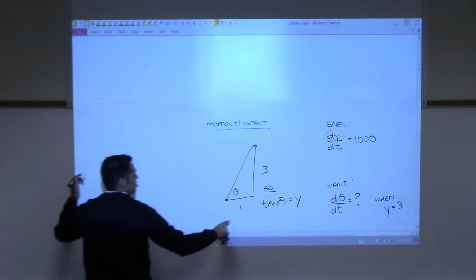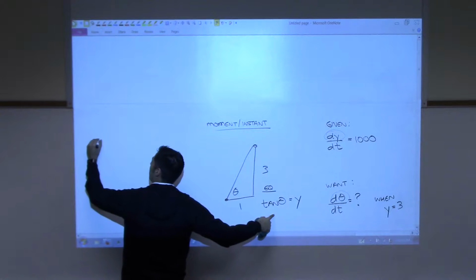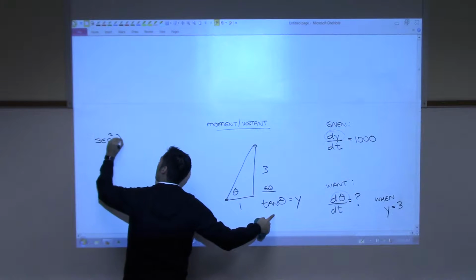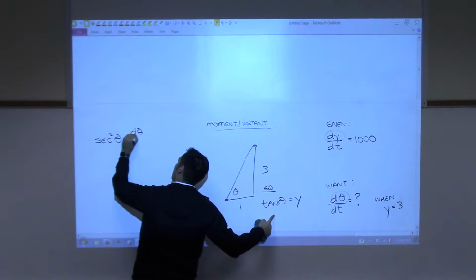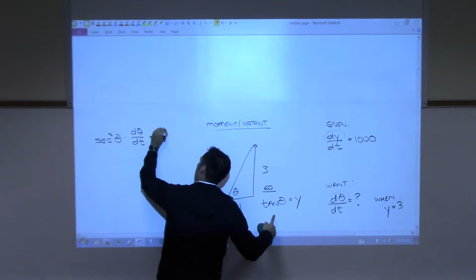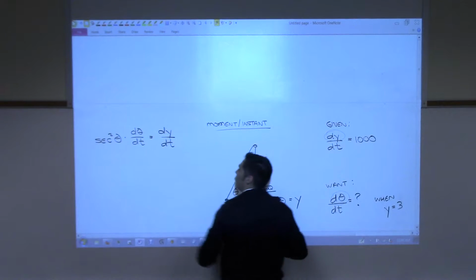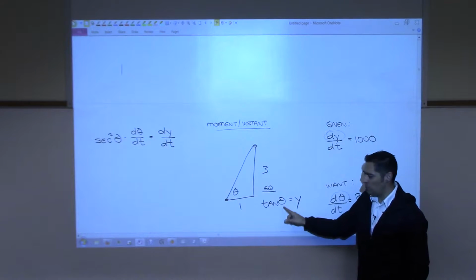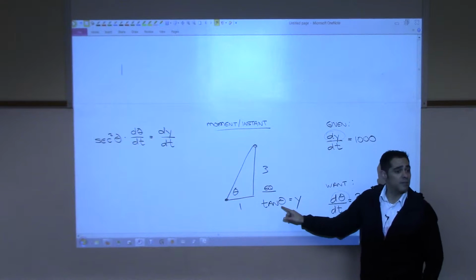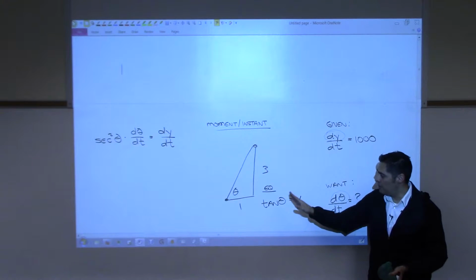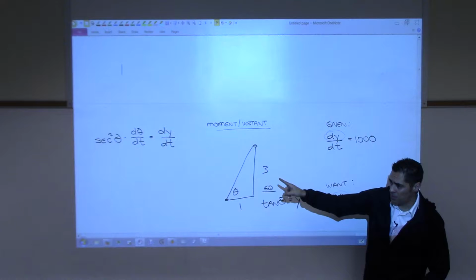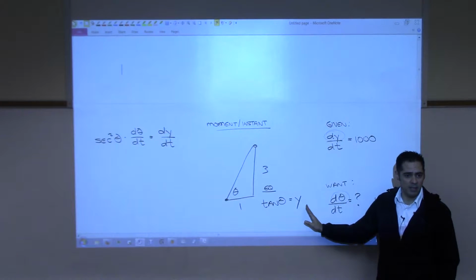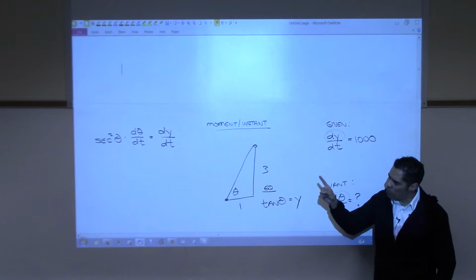Don't write this down, but if I took the derivative of this, I would get secant squared theta times d theta dt equals dy dt. That's what would happen if you took the derivative of this with respect to time. The derivative of tangent of something is secant squared. The derivative of theta, because of the chain rule, is d theta dt. Then the derivative of y is dy dt.